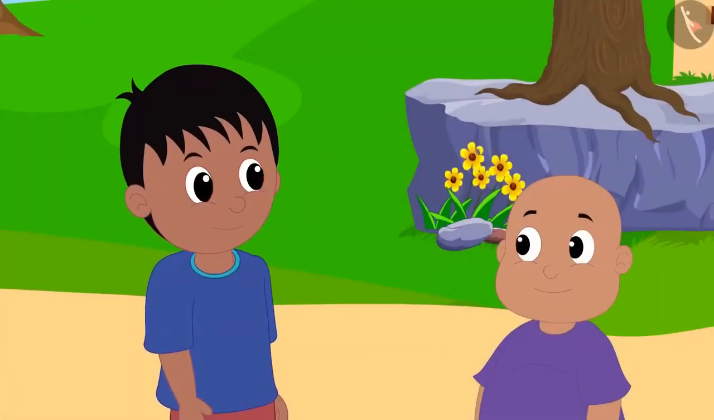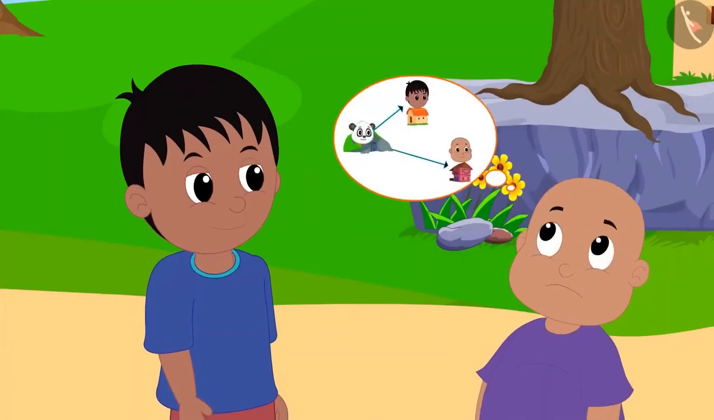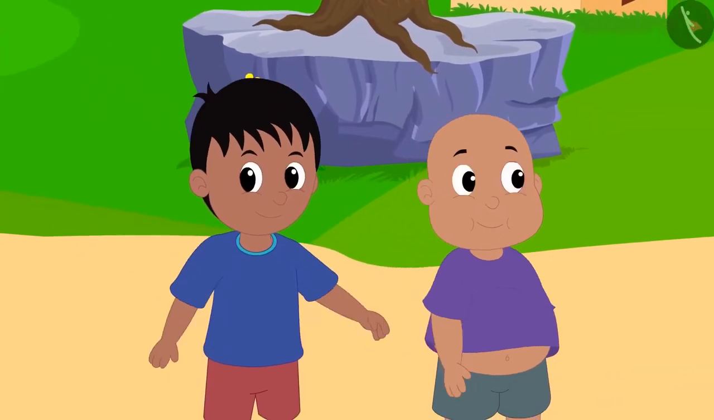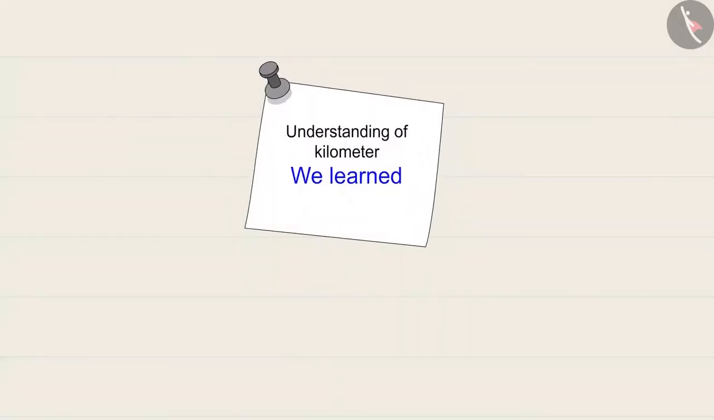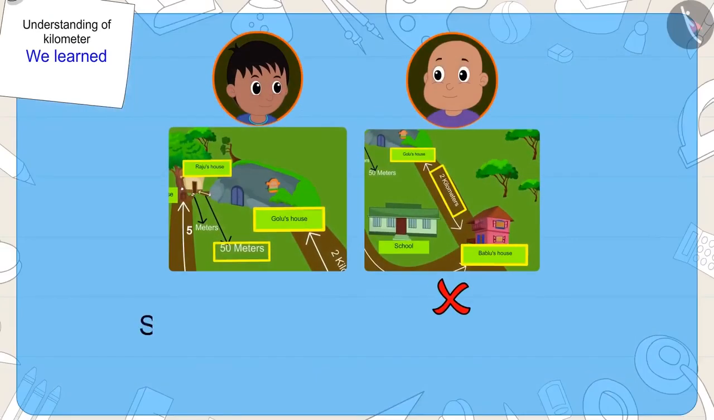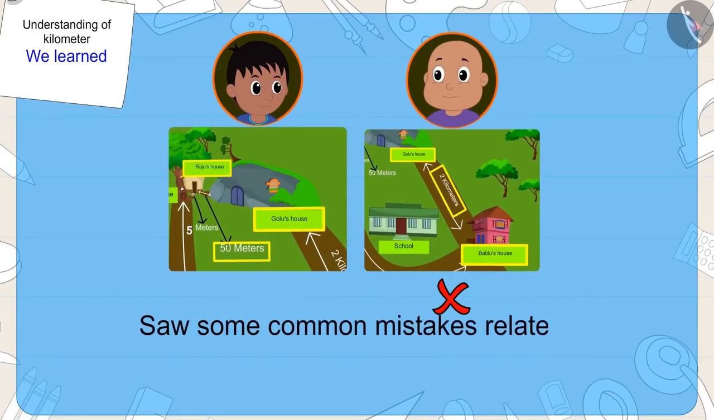Bablu finally understood Raju, and both of them went to play at Chanda's house. Kids, in this video, we saw some common mistakes related to measuring distances in kilometers.